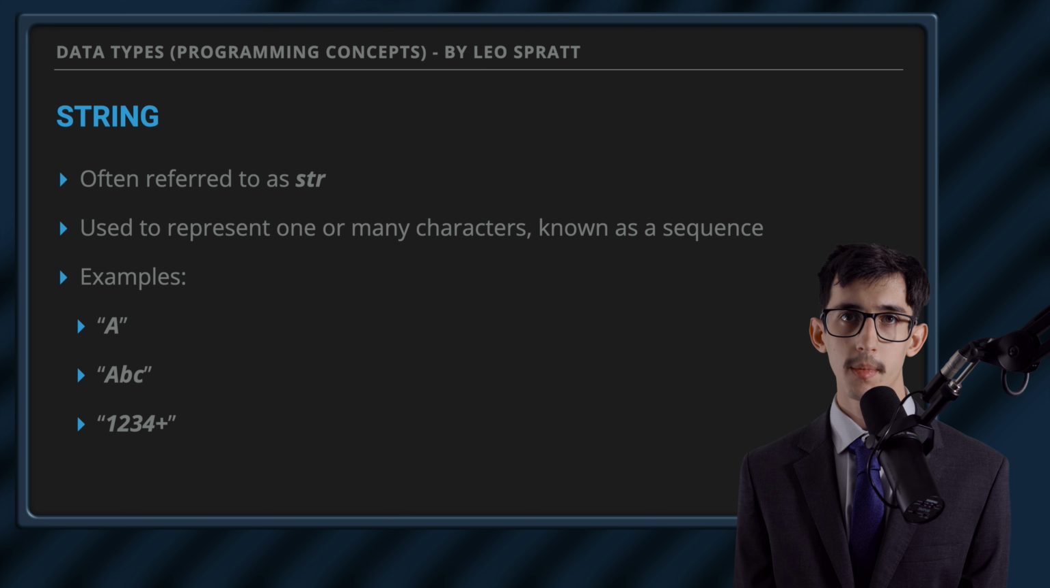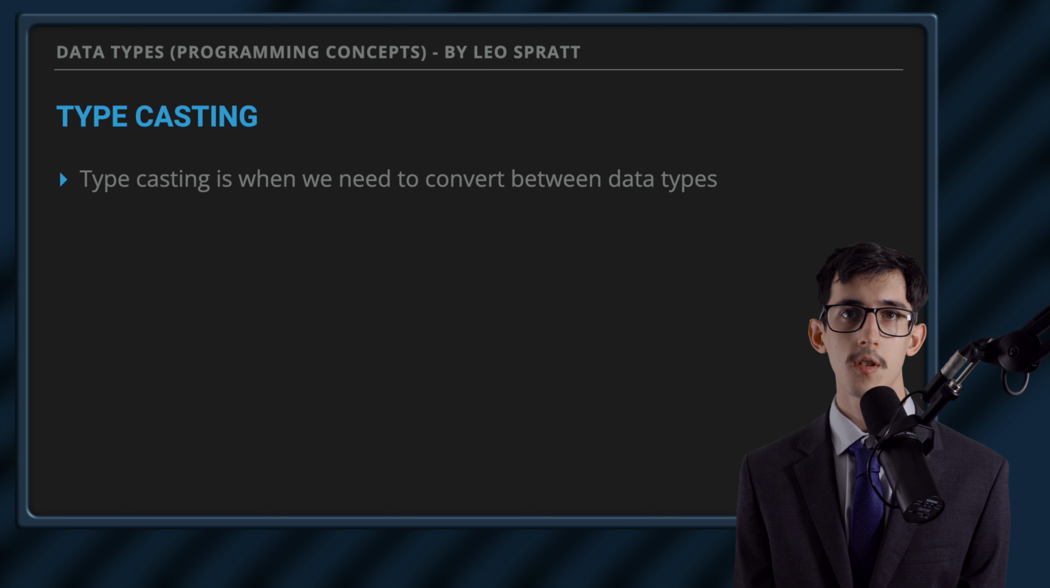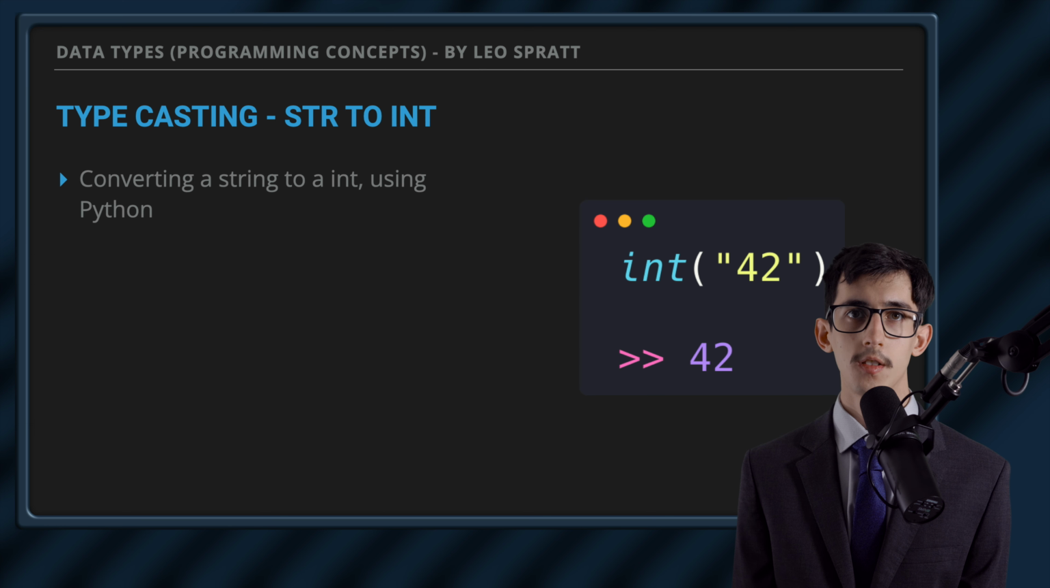We have now covered the fundamental data types in computing. However, what happens if we need to convert between types? This would require a process called typecasting. For example, if we wanted to convert a string, 42, into an integer, we would need to cast the value. In the Python programming language, we would write the following code. int("42"). After it has been cast by the computer, it would result in the value being converted to 42 as an integer.